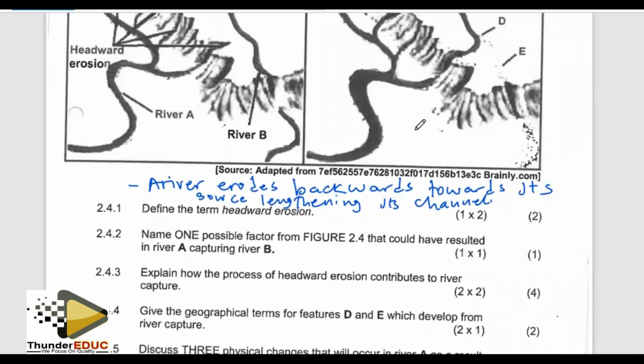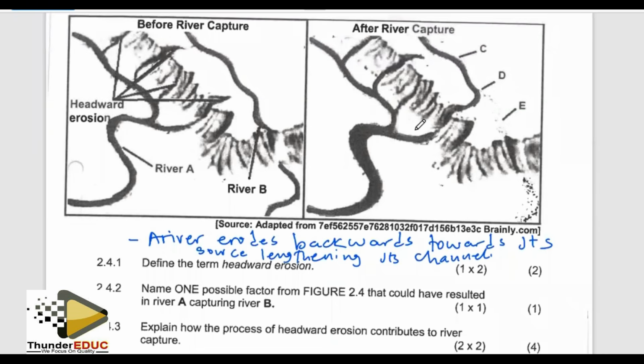Question 2.4.2: name one possible factor from figure 2.4 that could have resulted in river A capturing river B. River A was our captor river, which was stronger. So they are asking us to give one factor.